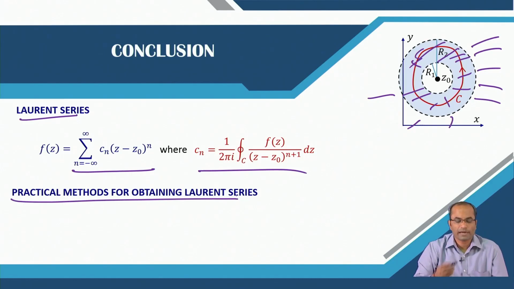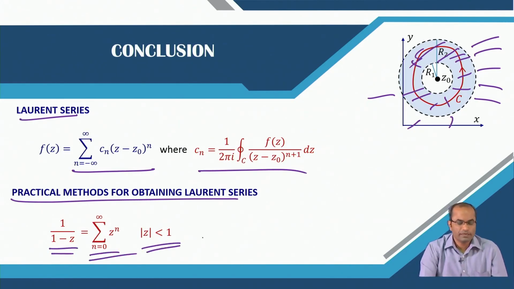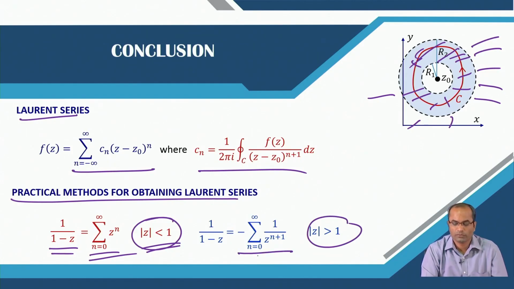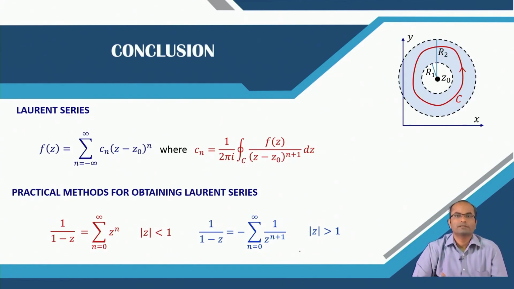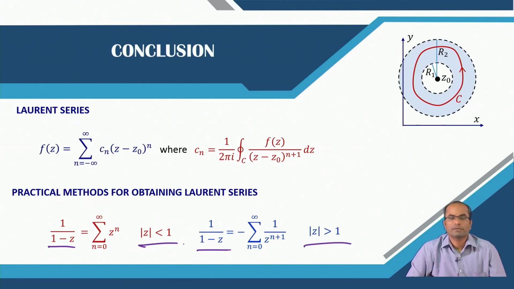So, we have seen this practical method for obtaining Laurent series, which is very important, and basically this works very well. If we have the knowledge of this expansion, which is valid for mod z less than 1, and the other one, which is valid for mod z greater than 1, then many other functions can be written in terms of these simple functions, and then we can again have these expansions in the respective domains.